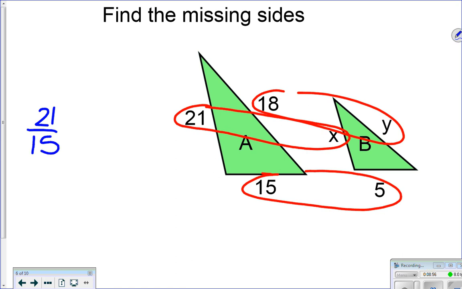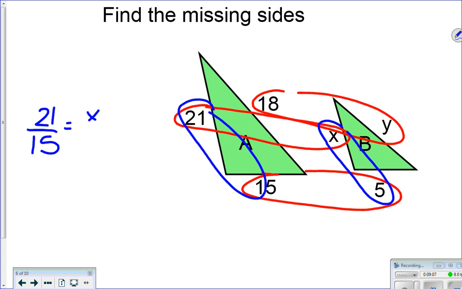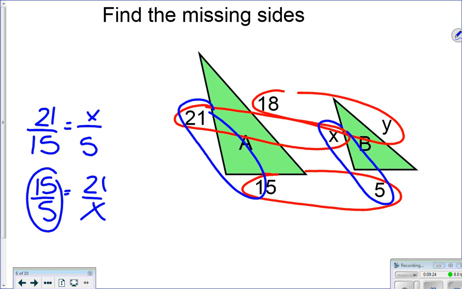So if these two correspond, what corresponds over here? No, x and 5, right? Because what corresponds with 21? So then this side's going to be x over 5. Then I solve. There's so many ways I can do this. I could set it up like this. I could do 15 over 5 over 21 over x. Do you see how I did that? Like this one, I went from two different triangles. This one I stayed on the same triangle.